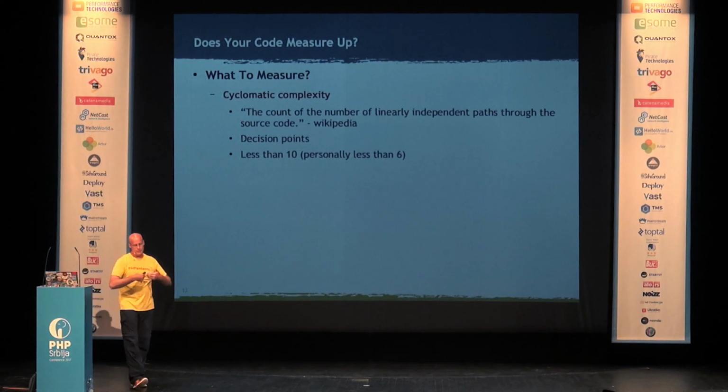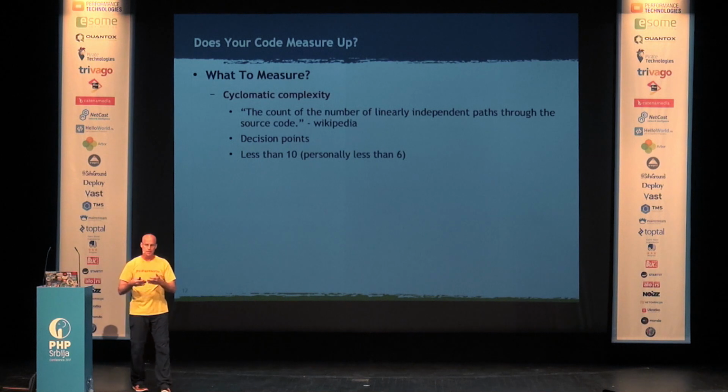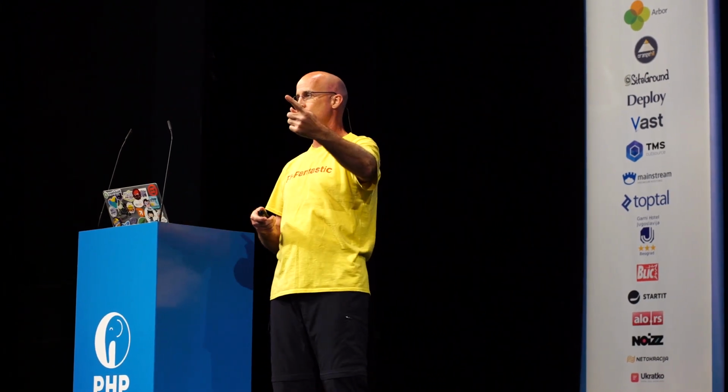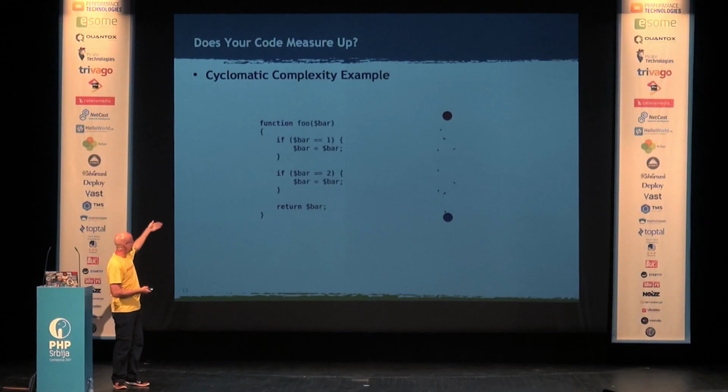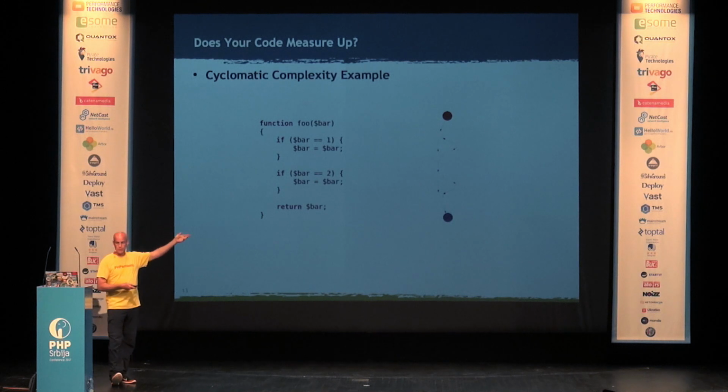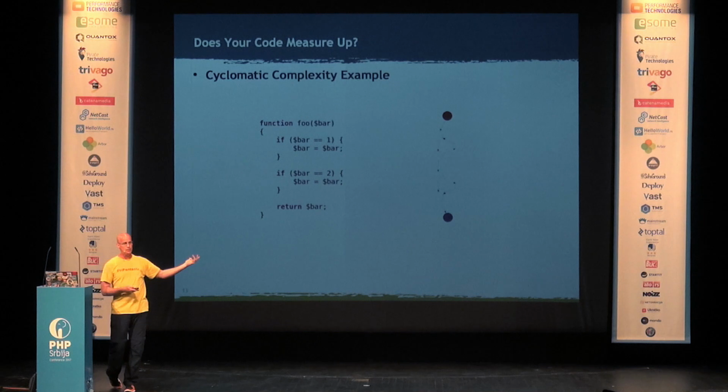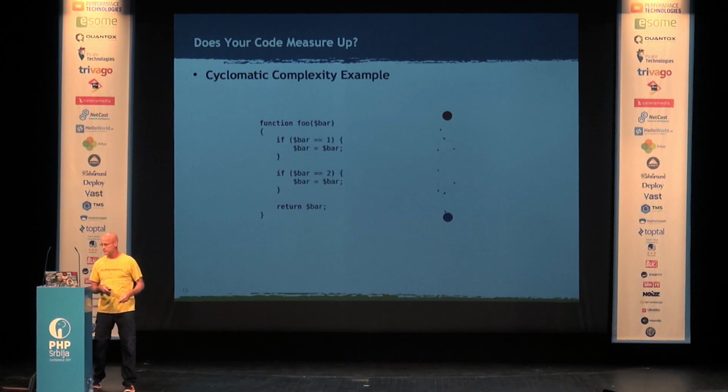Now, as kind of a base rule, we try to keep that less than 10. Now, what does that mean? What that means is if you have a function and you have a couple of if statements there, a function counts as one just by itself, right? Because you have one path through the source code. If you have a couple of if statements, each if statement counts as one. So right here, this would count as 3. Because you have one for your function and one for each of the if statements. So the cyclomatic complexity of this function is 3.